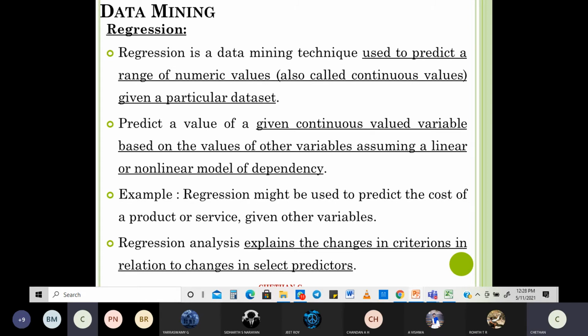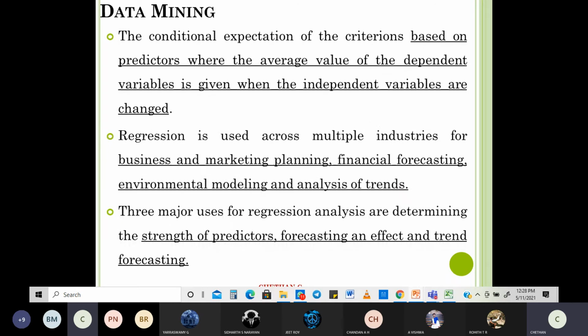Regression analysis explains the changes in a criterion in relation to changes in selected predictors. It is based on the predictors, where the average value of a dependent variable is given when the independent variables are changed. Where can it be used? In business and market planning, financial forecasting, environmental modeling, and analysis of trends. Everywhere you can use regression analysis.